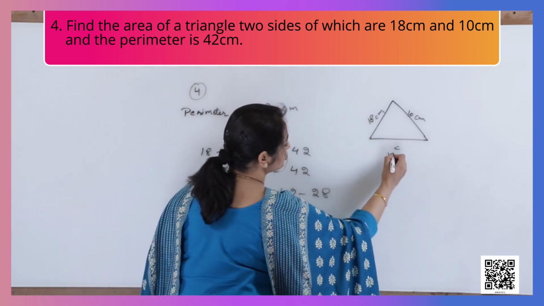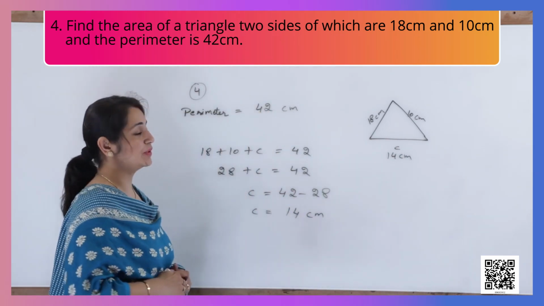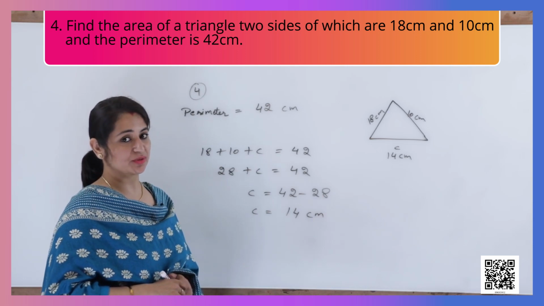Now we know all the three sides of the triangle. So with the help of Heron's formula, we can easily calculate its area. So let's move to the next question.